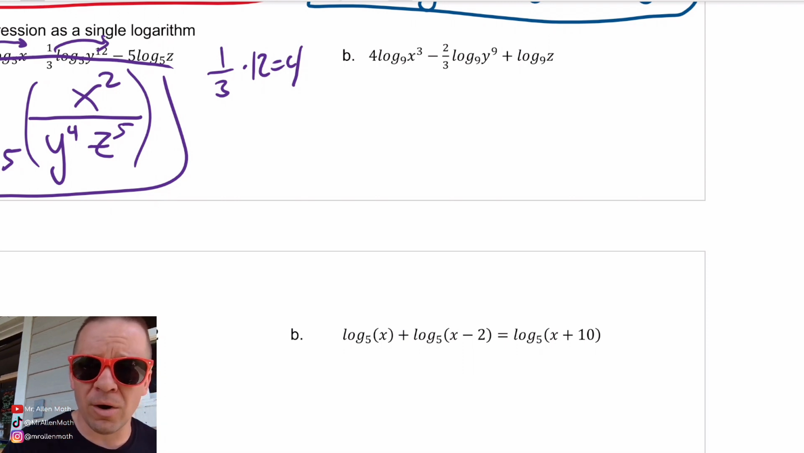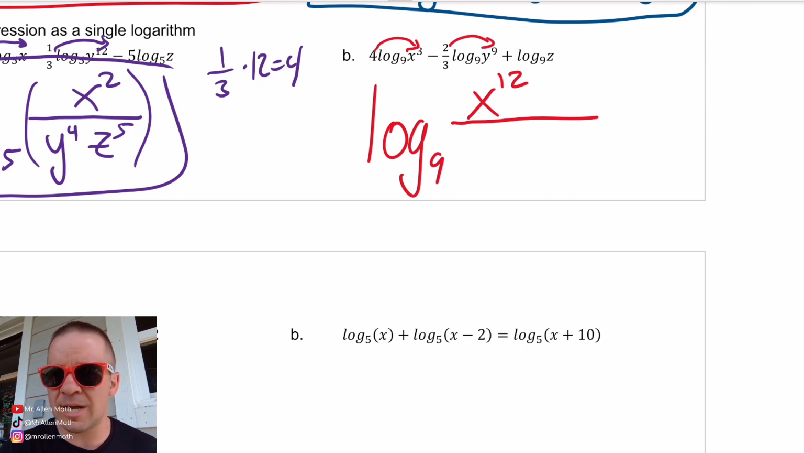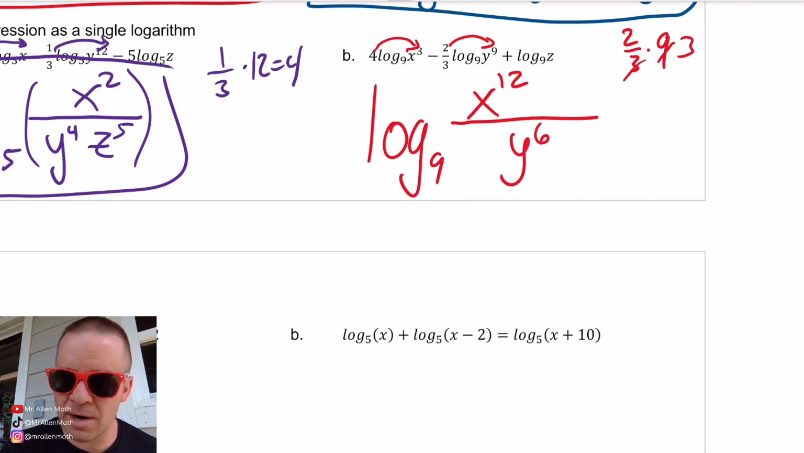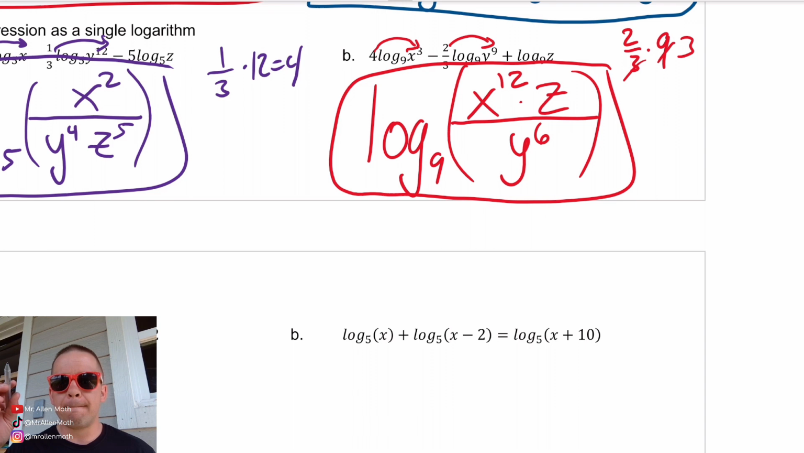Once again, a big old log. So we got log base 9, and then I got to have a fraction here because I do see some subtraction, right? We've got the 4 is going to get multiplied to that 3, so I'll have x to the 12th up here. Then the negative 2/3, so the 2/3 times 9. If you got to do a little bit of side math here, 2/3 times 9, that's a 3. So 2 times 3 is 6. So y to the 6th right here. And then we just have z. There's no coefficient in front of that z. I'll throw this in parentheses here so we know it's all inside that logarithm. Boom. Wonderful and fantastic.